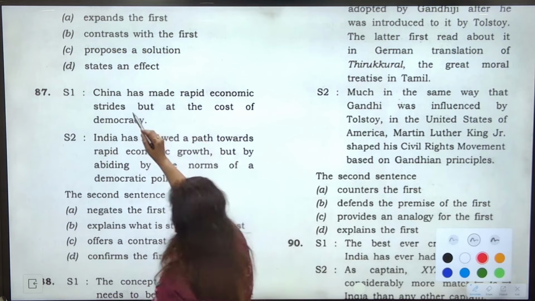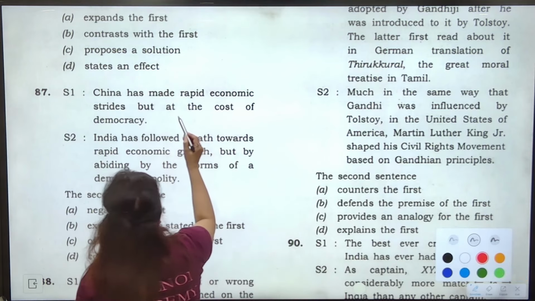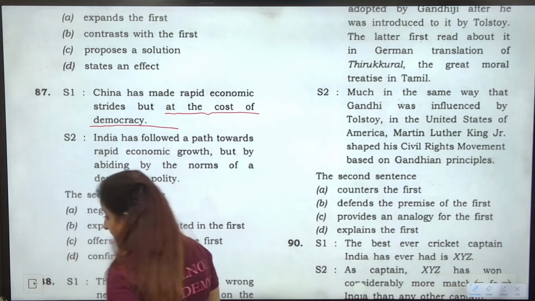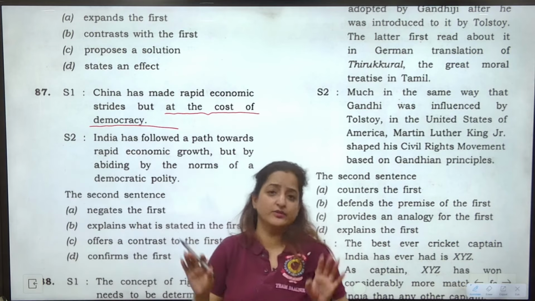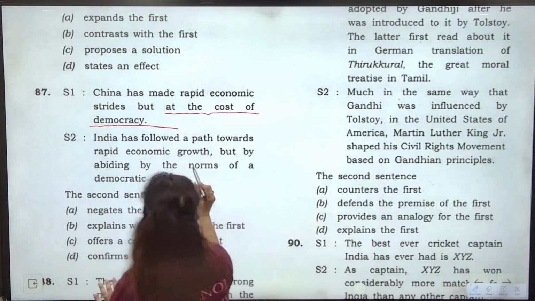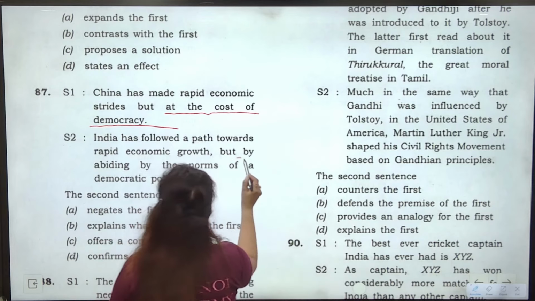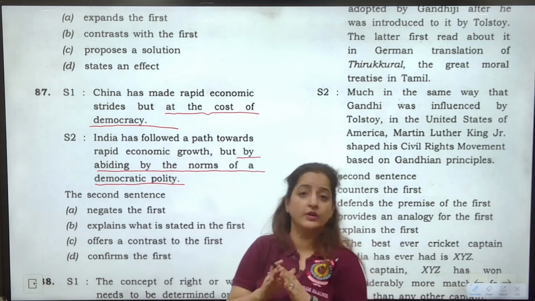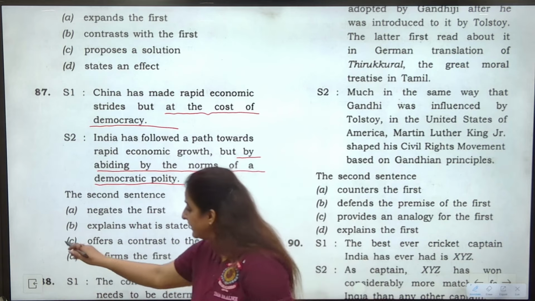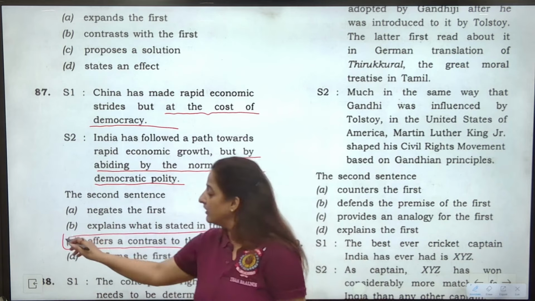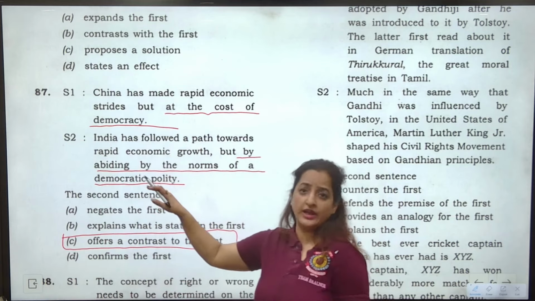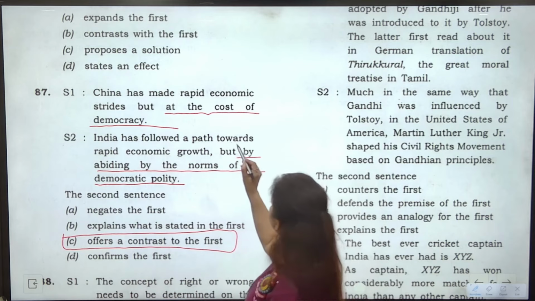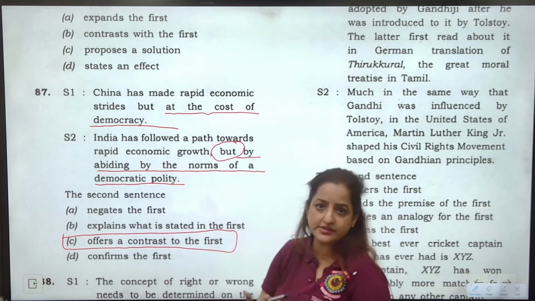यहाँ लिखा है, चाइना ने बहुत इकोनॉमिक तरक्की तो कर ली, पर किस कीमत पे? At the cost of democracy. मतलब डेमोक्रेसी नहीं है। और यहाँ इंडिया के लिए क्या लिखा? We have abided by the norms of a democracy. हमने तो बिल्कुल फॉलो किया है डेमोक्रेसी को। तो क्लियरली ये कॉन्ट्रडिक्टिंग बातें हैं। उनमें डेमोक्रेसी नहीं है, हम में बिल्कुल है। It is offering a contrast. Anyways, ये वर्ड भी तो है, but, contrast.